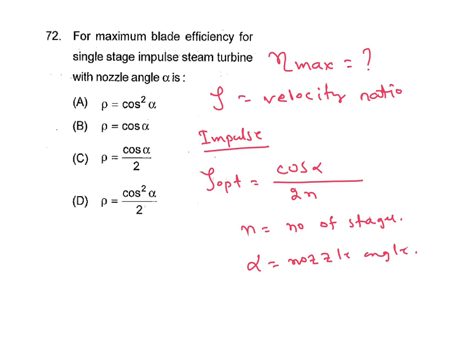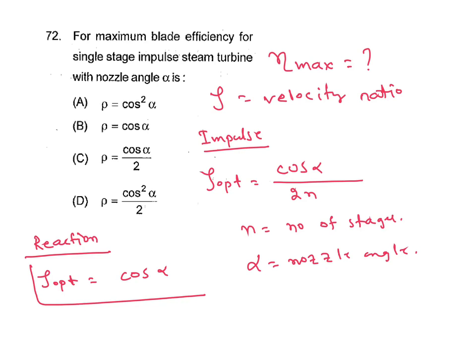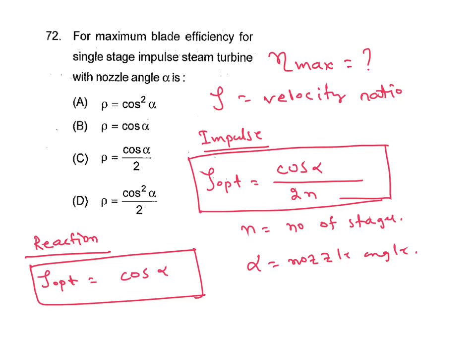Rho is the velocity ratio. This is for the impulse turbine, and for the reaction turbine, rho optimum is cos alpha. Both are important for the reaction turbine and the impulse turbine, for all exams. In this question, they asked for an impulse steam turbine, so the answer is: n not given, so rho optimum equals cos alpha by 2.